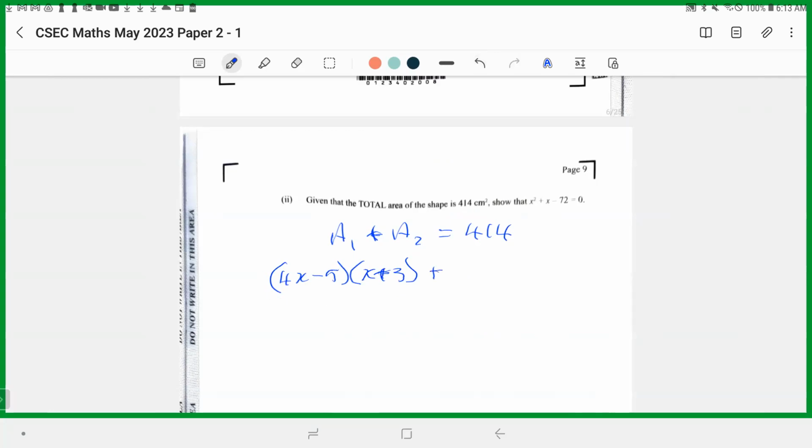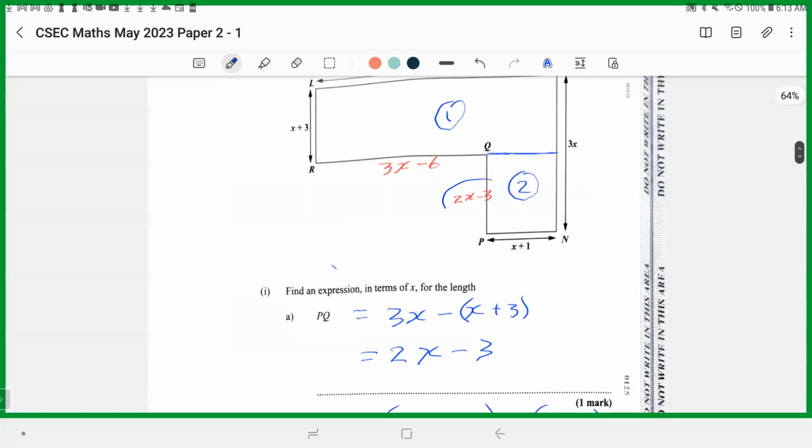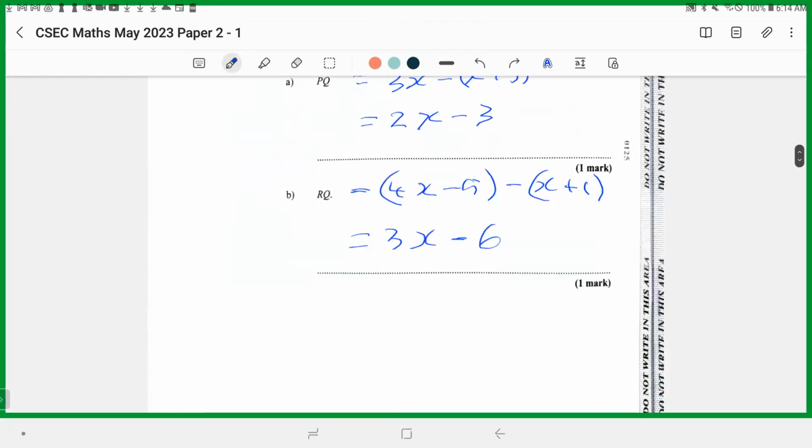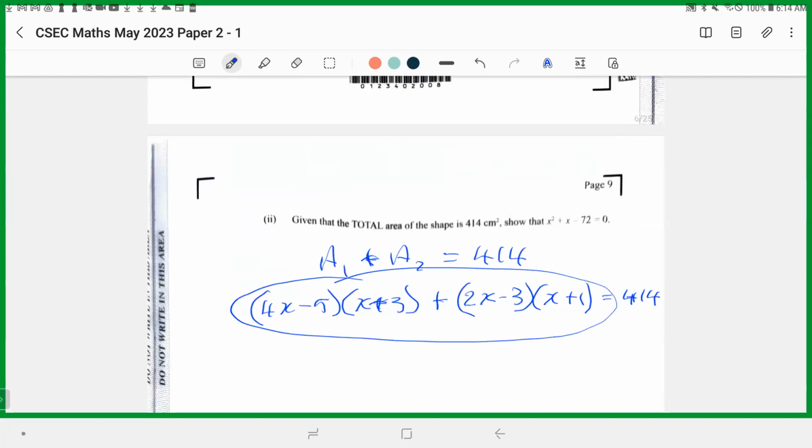area 2 now. Let's look at area 2. Area 2 now will become 2x minus 3, x plus 1. 2x minus 3 times x plus 1. All of that is equal to 414. And so we just basically expand out this equation now, simplify it down to this. All right, so let's expand this side first.